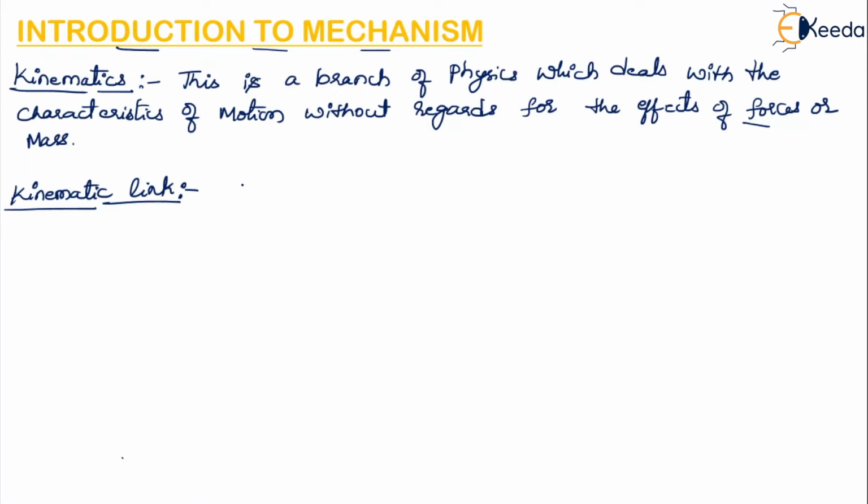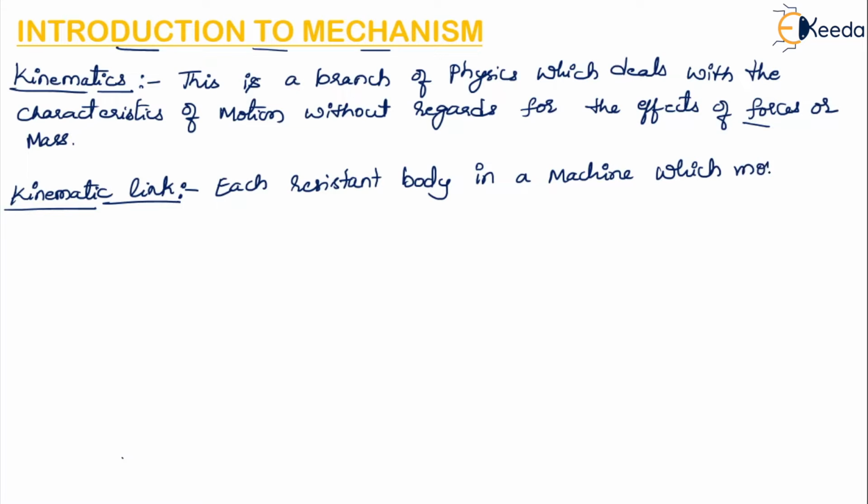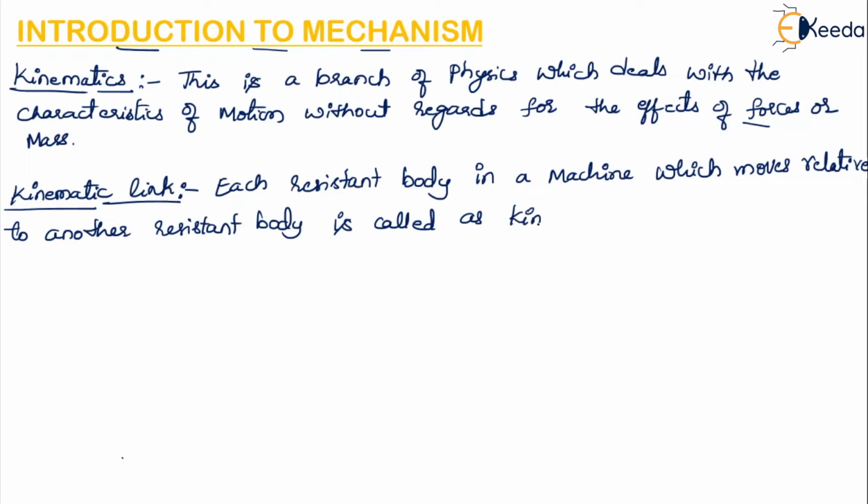Now what is a kinematic link? So each resistant body in a machine which moves relative to another resistant body is called as the kinematic link or element. It can be called as kinematic link or it can be called as an element.